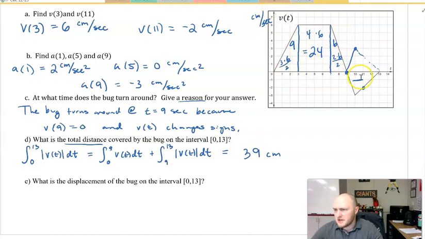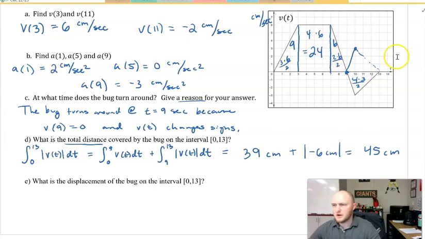And then from 9 to 13, this area here has a width first. 1, 2, 3, 4. 4 times 3 divided by 2. So that's going to be -6. Okay, so plus the absolute value of -6, which gives us 45 centimeters. Okay, so there you go. That's a negative area right below the x-axis.